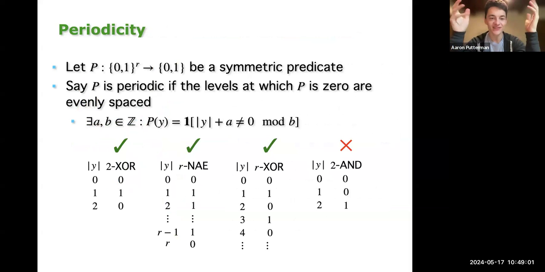So again, we'll be given some predicate P. It's a predicate of arity R, so it's operating on R variables. And we say that P is periodic if the levels of the predicate where it's 0 are evenly spaced. I have some examples because it's a slightly weird definition. The mathematical definition is that there exist integers a and b, such that P of y is 0 if and only if the magnitude of y plus a equals 0 mod b.